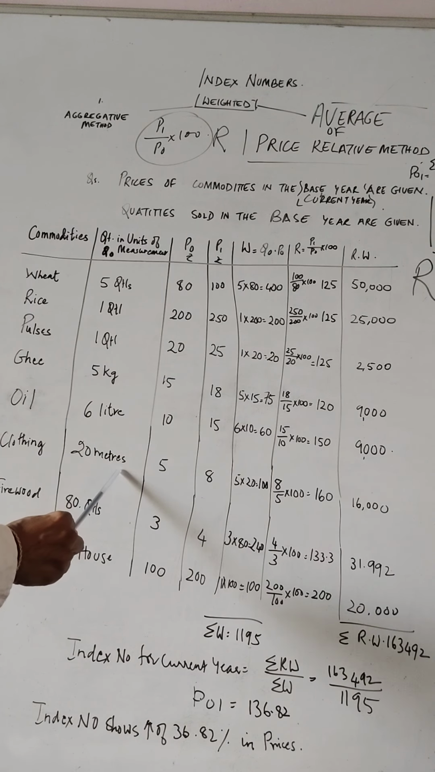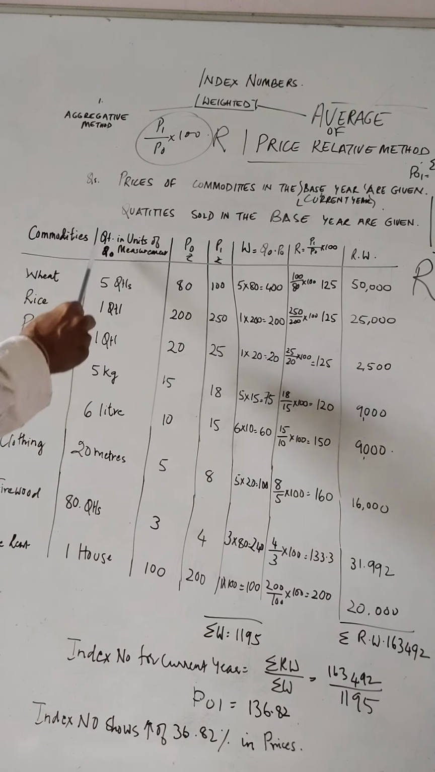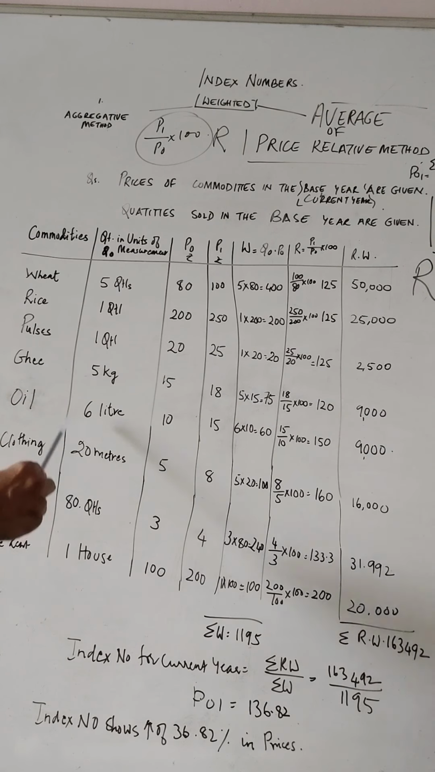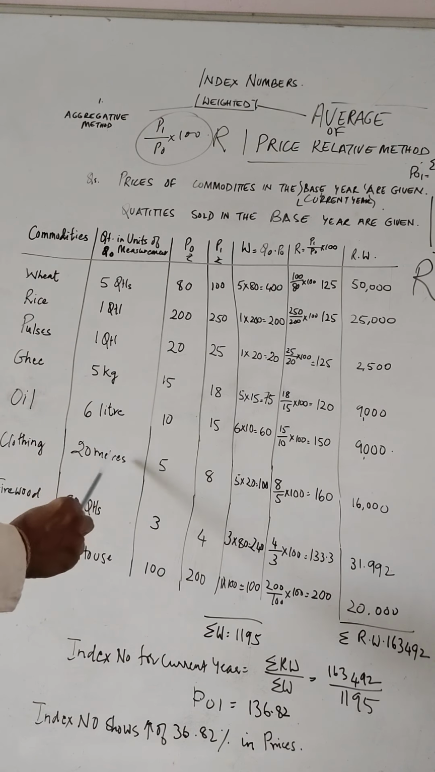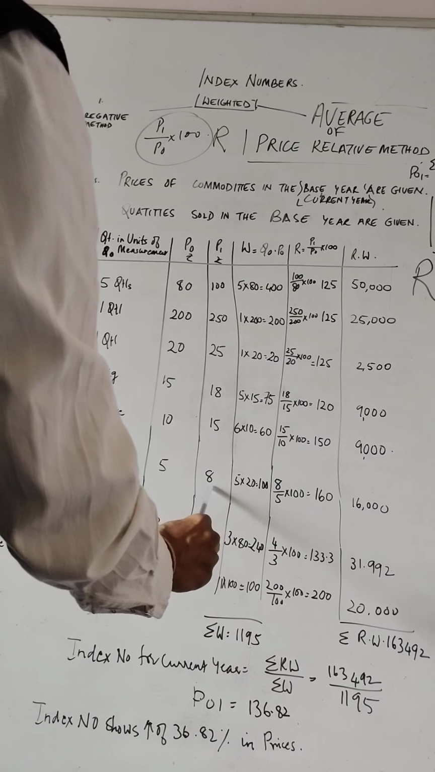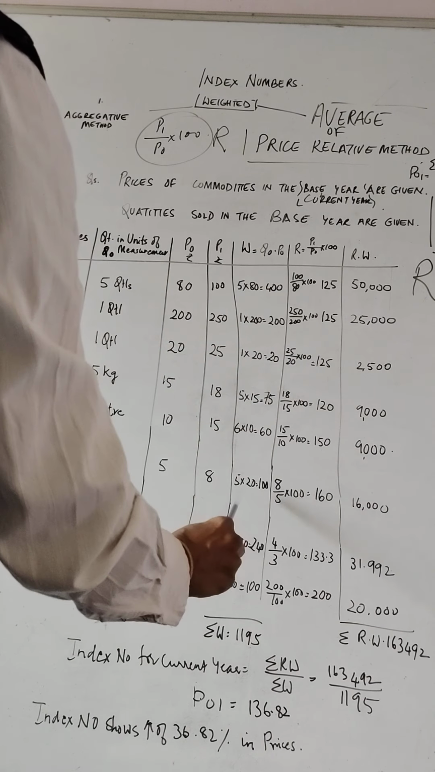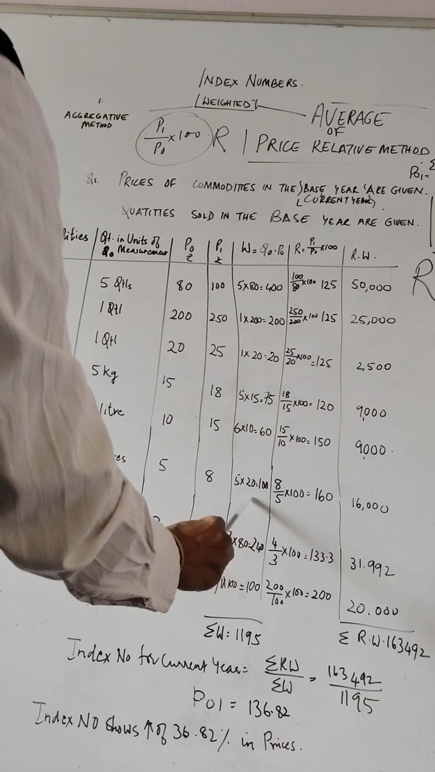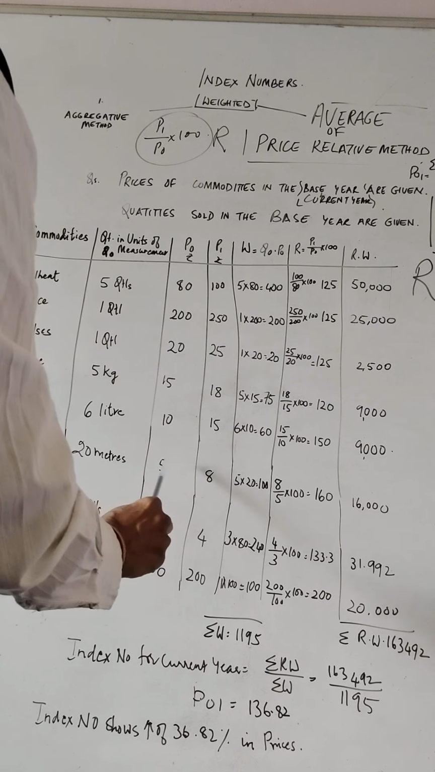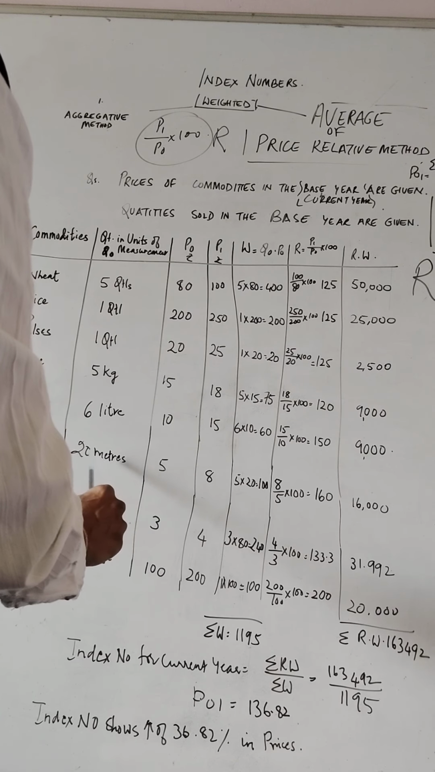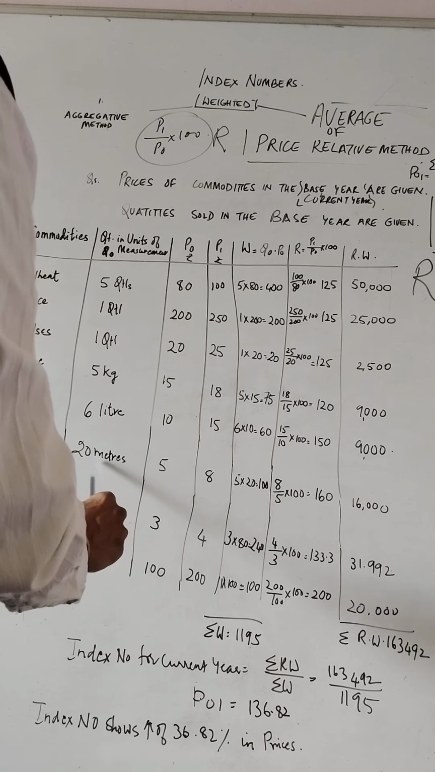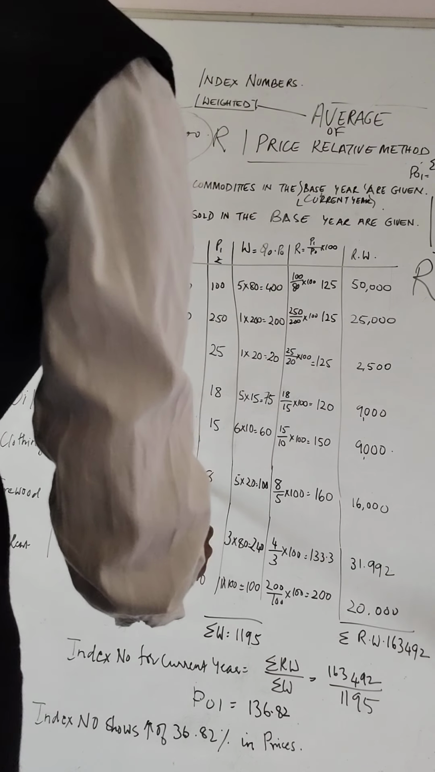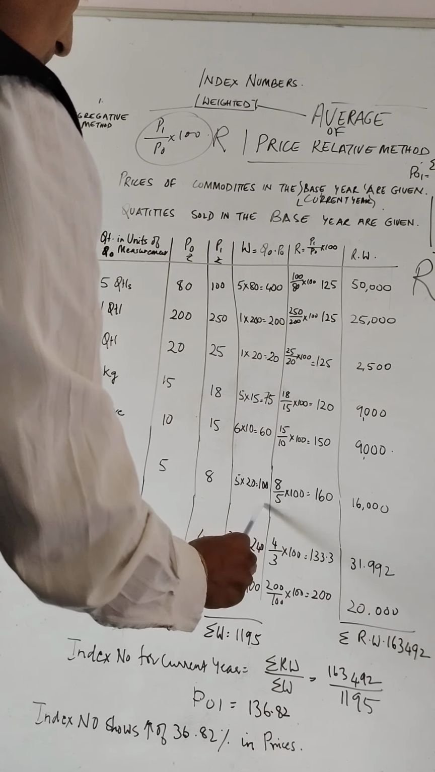So now we come to clothing. 20 meters bought. Okay. And the base year quantity was 20 meters. And the price was 5. And of course current year price is 8. So you're going to calculate the weights in this column. So how did you do it? You took the base year price into 20. In fact, I should have written 20 into 5 anyway. So 20 meters into 5 is 100.